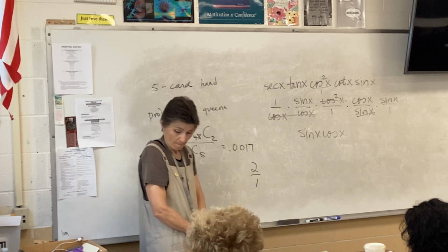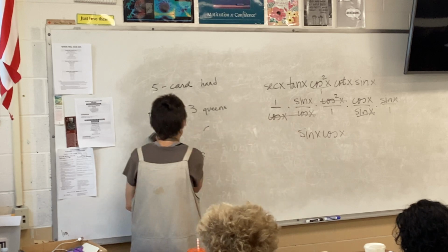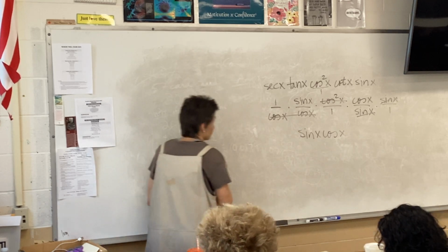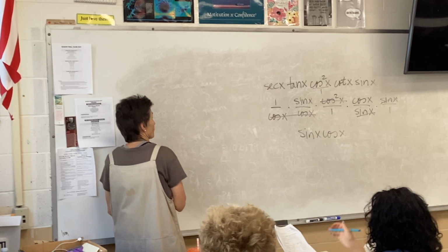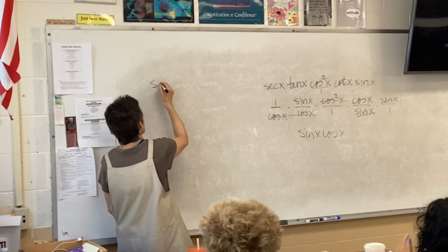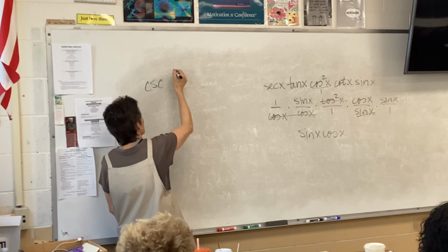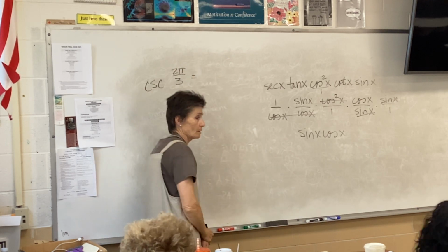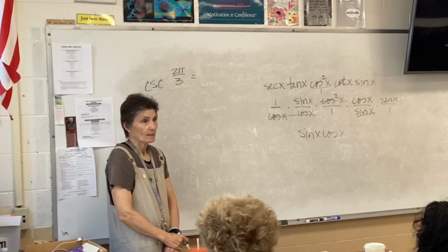All right, Jersey? Could we do secant 3 pi over 4? Cosecant 2 pi over 3. Anything like this, I mean, they're all the same.